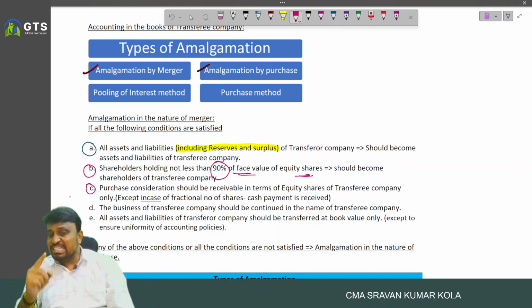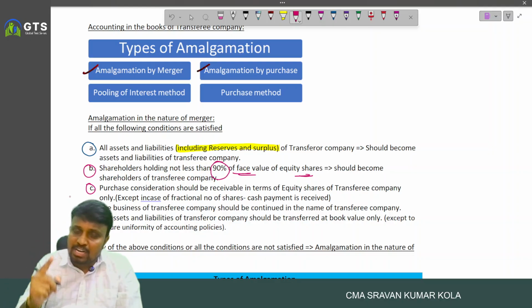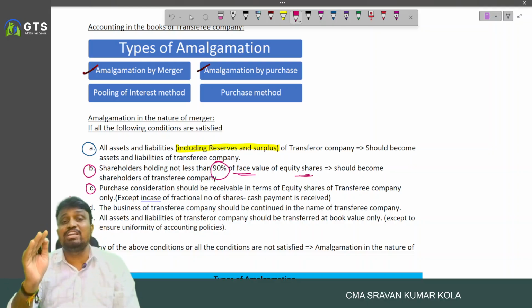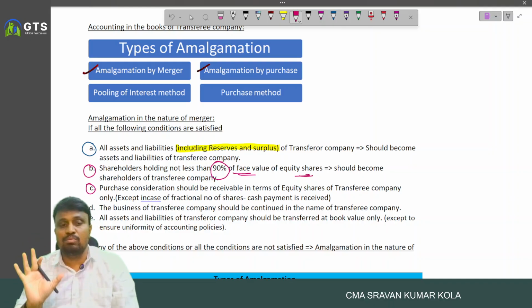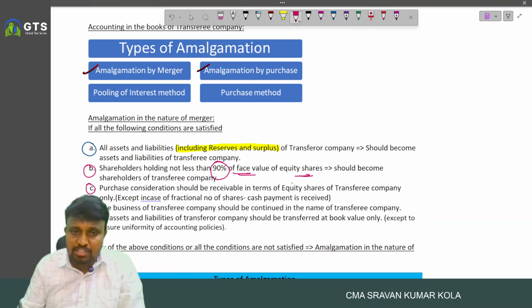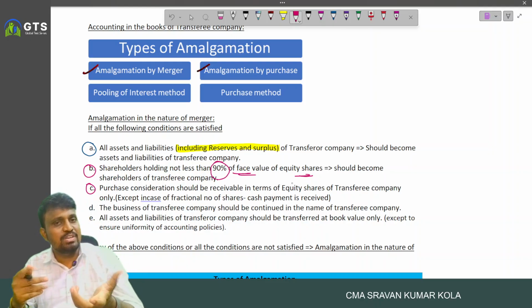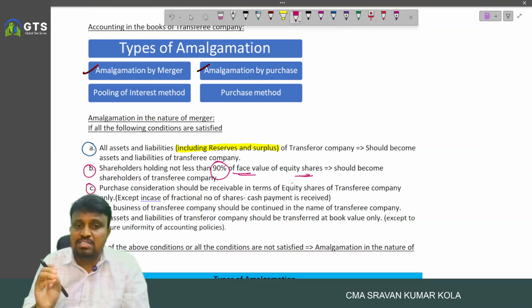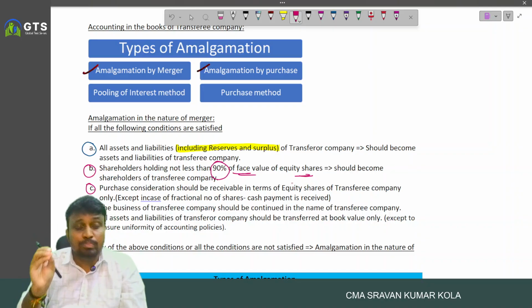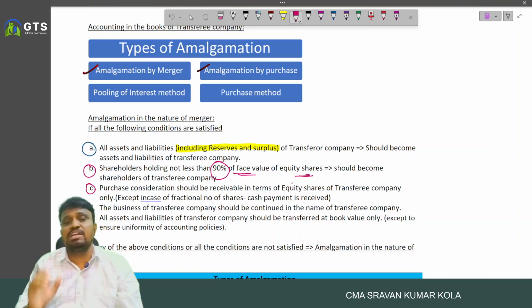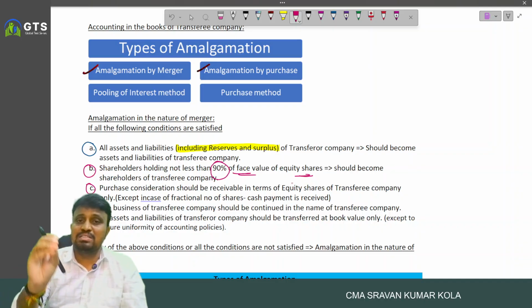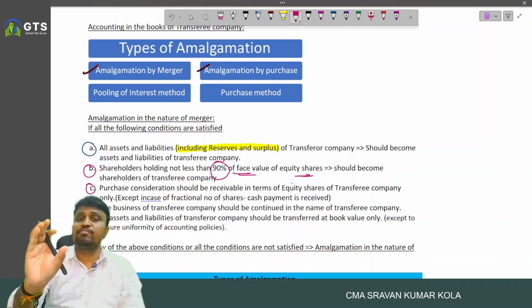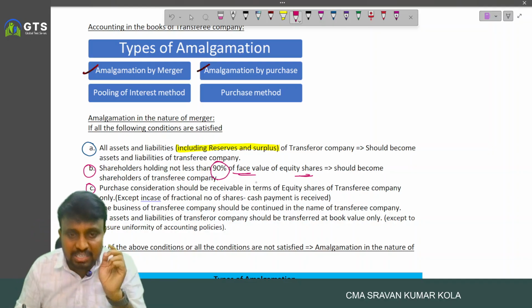Third one: purchase consideration should be paid by transferee company only in terms of equity shares of transferee company. Only in terms of equity shares. But if we have any fractional number of shares, that will be paid in terms of cash. So the total consideration should be received by the transferor company in terms of equity shares of transferee company, unless there is a fractional number of shares. If there is any fractional number of shares, that will be settled in terms of what?